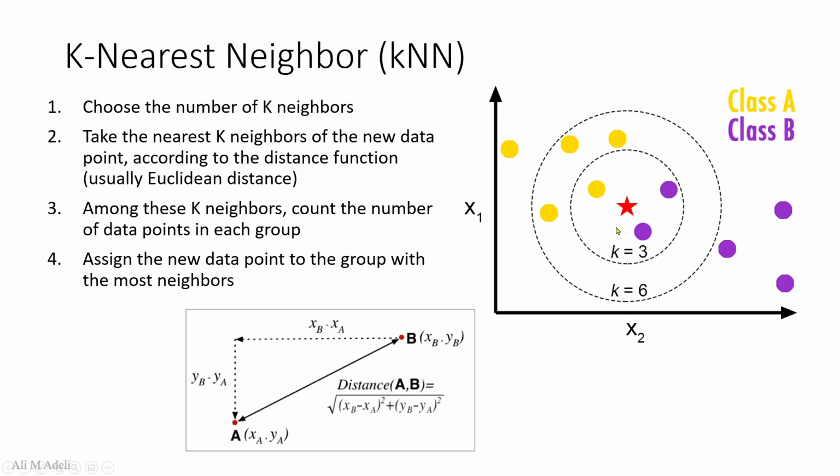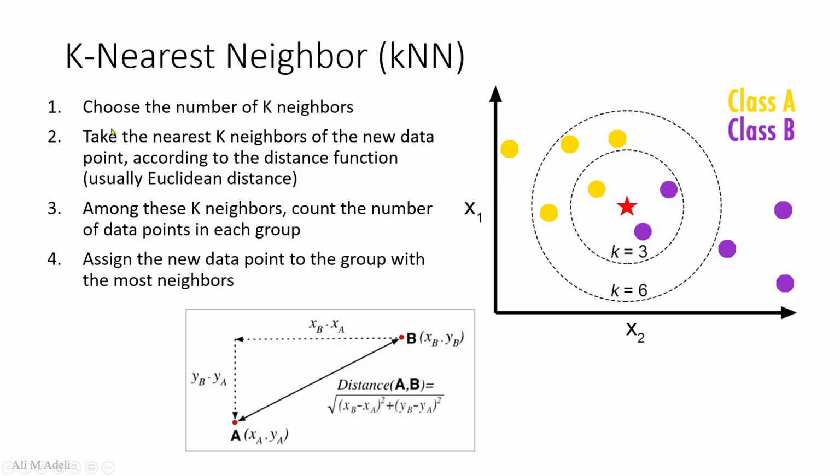And then it counts how many data points belong to each of the outcome classes. So in this case, 2 belong to the B class, 1 to the yellow class, and then it's going to just do a majority vote. It's going to assign this data point to the group with the most neighbors. So in this case, to the purple class.